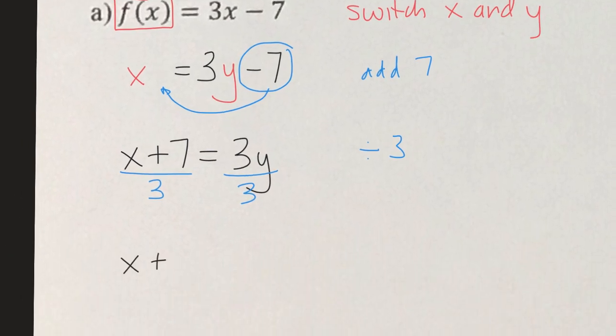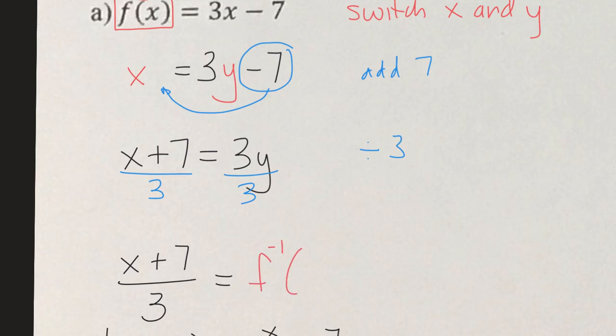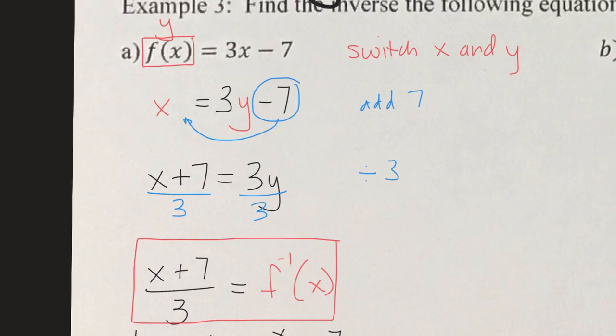And believe it or not, this is a perfectly happy way to write our answer: x plus 7 divided by 3. You might see it as 1/3 of x plus 7. Also correct. You might see it as x divided by 3 plus 7 divided by 3. Also correct. All three of those things mean the exact same. So we're just going to leave it as this one, and we write f inverse of x because that's how our problem started. We started with f of x, so we end with f inverse of x, so f minus 1.